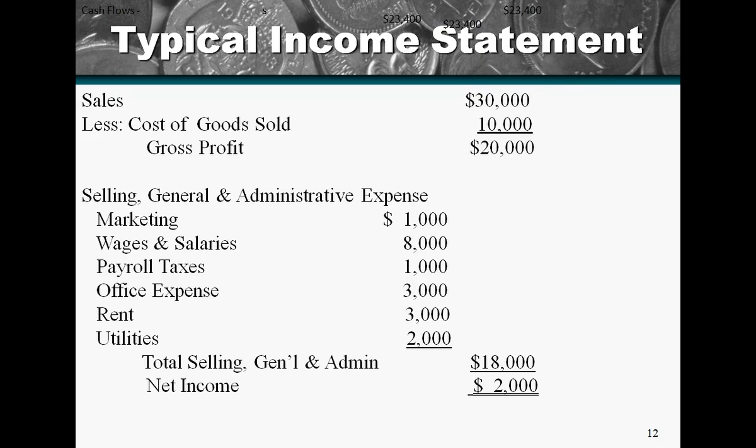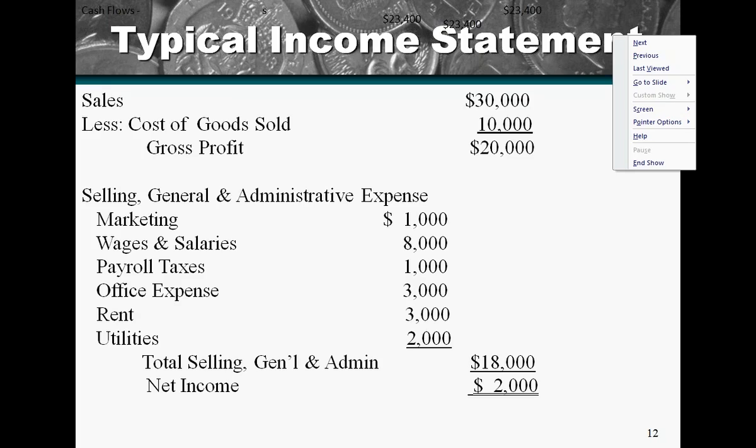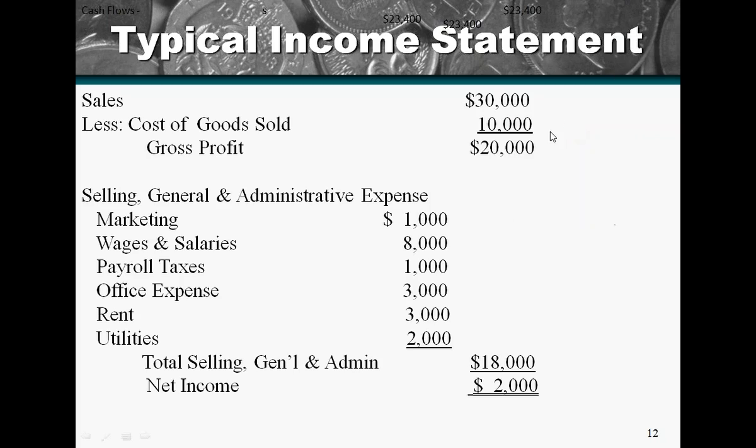Then below that, you're going to list all your sales, general, and administrative expenses. Deduct that from your gross profit. So this is, in essence, your direct and variable costs. This is, in essence, your indirect and your fixed costs. And here's your net income or loss. Okay? So just where is the operating profit here?